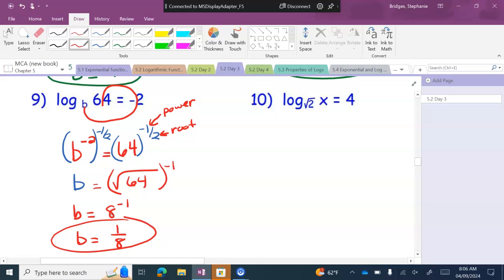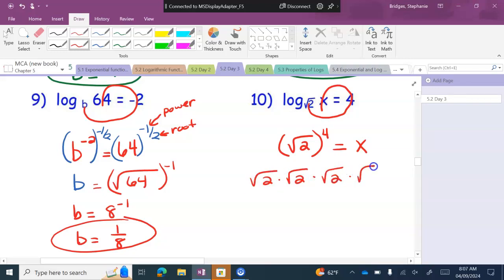All right, number 10, let's take it to exponential. My variable has moved now back to the argument. So it is going to be the square root of 2 raised to the 4th power equals x. A couple of different ways you can do this. Square root of 2 to the 4th power means I'm multiplying it how many times? 4. So square root of 2 times the square root of 2 times the square root of 2 times the square root of 2. Can I multiply all of those together?